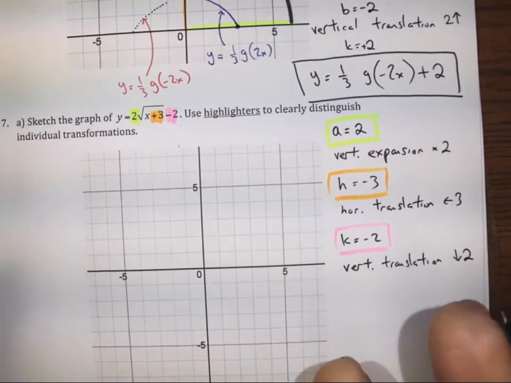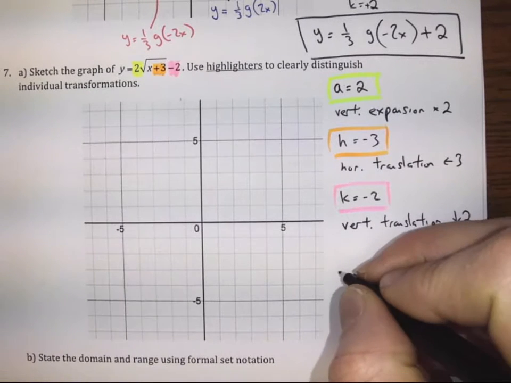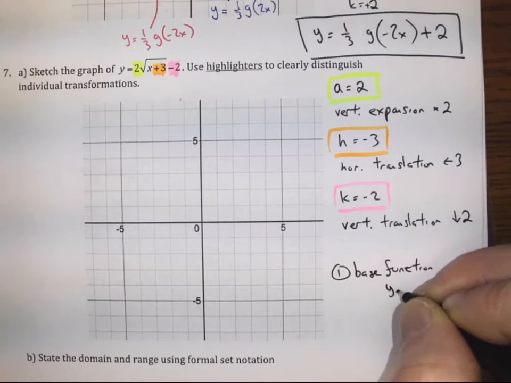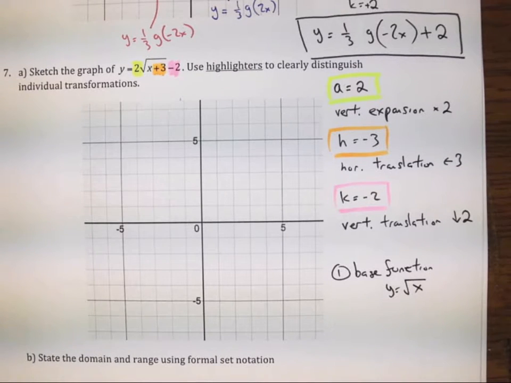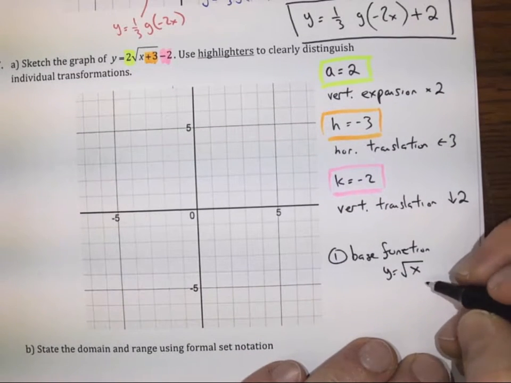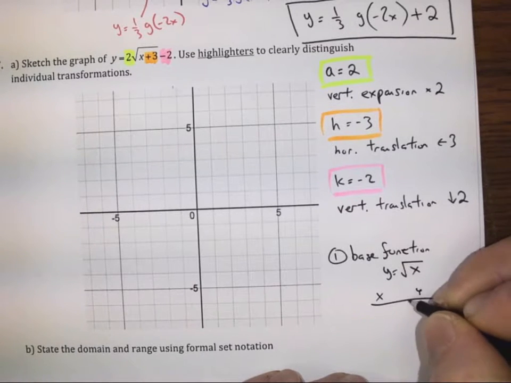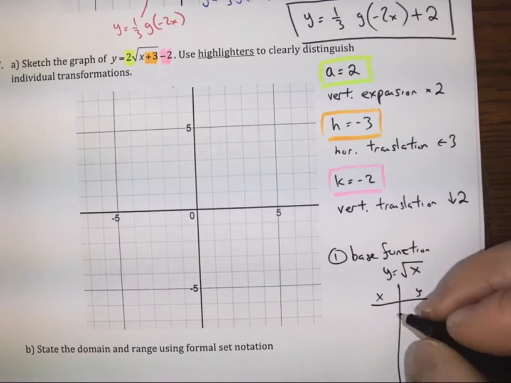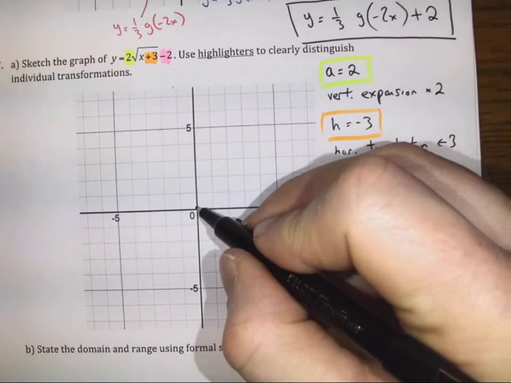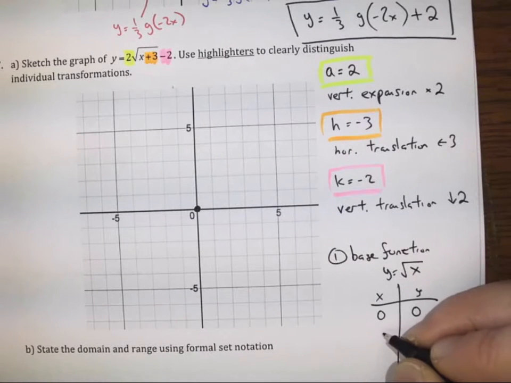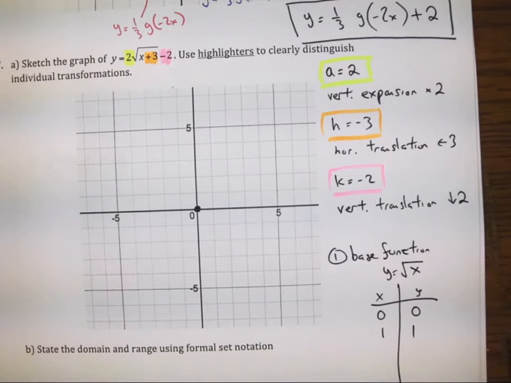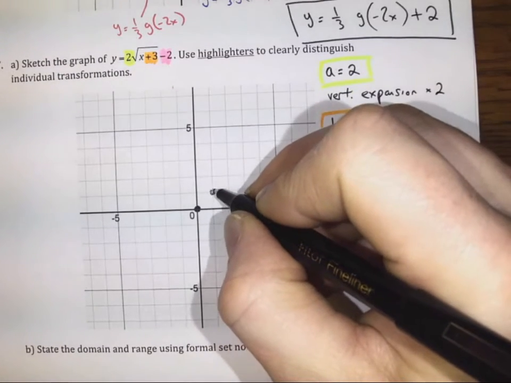Okay, but we don't have a function to start with, so we need to start by thinking we need a base function. Our base function, y equals root x. And it's okay if we don't know specifically what this thing looks like. We can try to generate a table of values to create it. So I can imagine, what's going to happen if x is 0? Well, I'm going to square root 0 and get y is 0. So I'm going to have a point at 0, 0. What about if x is 1? Well, I can square root 1, and square root of 1 is also 1. So I can have the point at 1, 1.